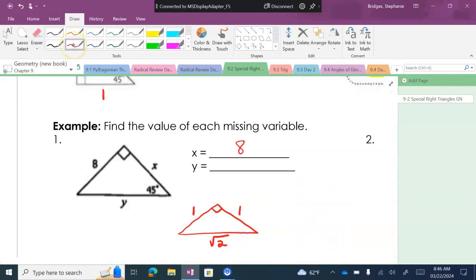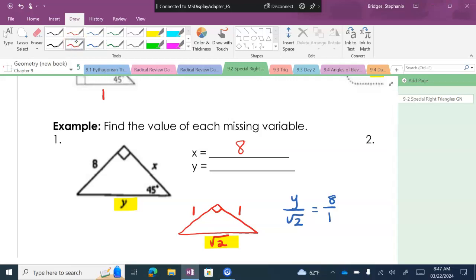And so let's start. What is in the same place as y in my reference triangle? Square root of 2. So our first ratio is going to be y over the square root of 2. And then again, we're going to go back to the regular triangle. The only other side I know is 8. What is in the same place as 8 in my reference triangle? 1. And then we're going to cross multiply and solve again.